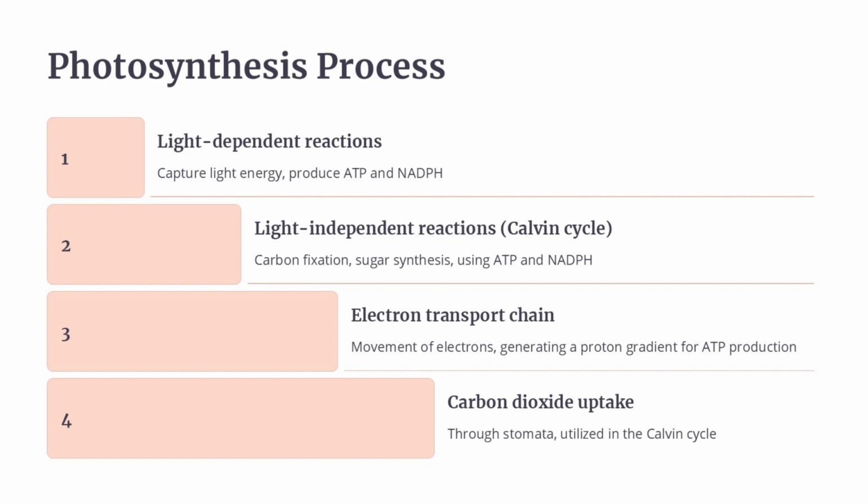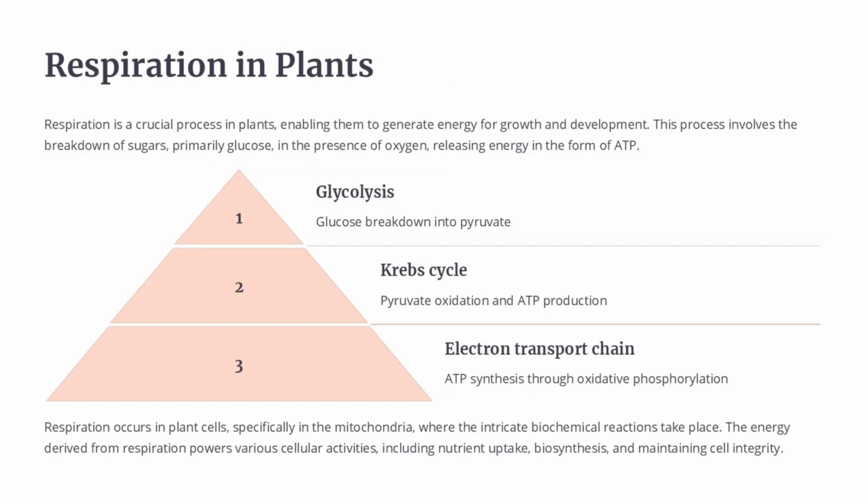Carbon dioxide uptake. Plants take in carbon dioxide through their stomata, which is then used in the Calvin cycle. Transpiration is the process of water movement through a plant and its evaporation from leaves, stems, and flowers.